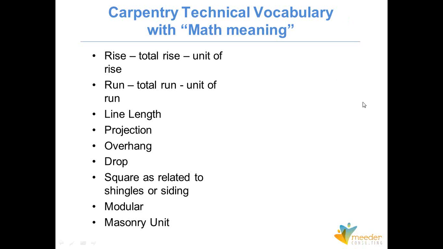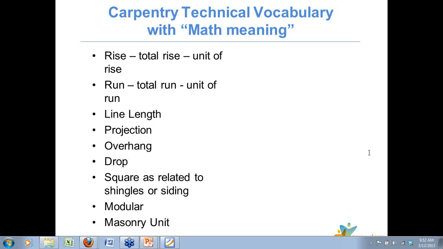Yeah, so overhang, the idea of square, which is great because square means square, but it means square in a different way in math, but it's the same thing. Super. So to take these different vocabularies with math meaning, and really get into the concepts of that, helps students in a broader sense.